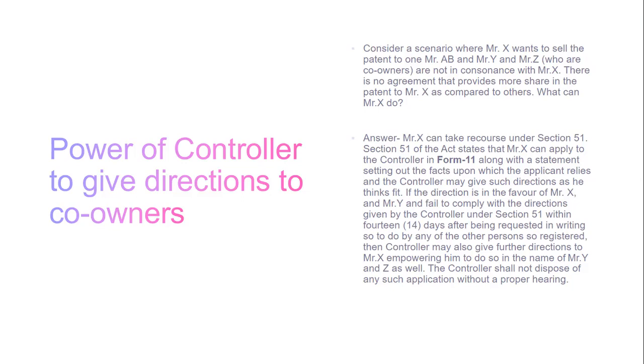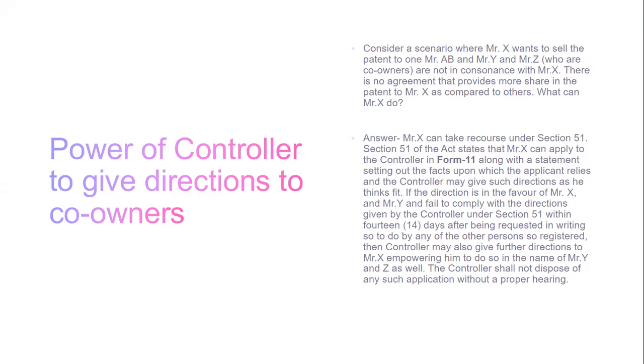So the point to be noted here is that patent rights are transmissible, just like a movable property. Your patent rights can also devolve upon your legal heirs, just like any other form of property. And the controller has the power to amend the application in the name of the legal heir if the applicant is no longer with us, or if the applicant is no longer alive, right?